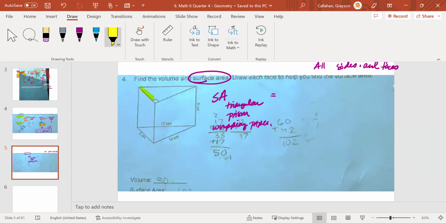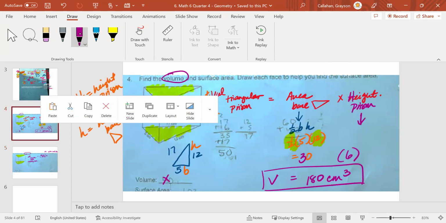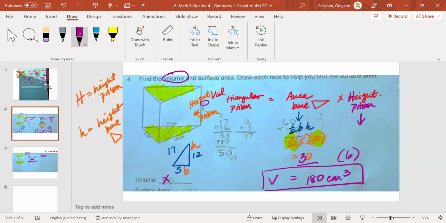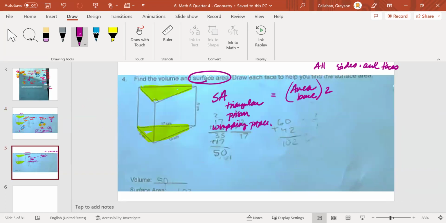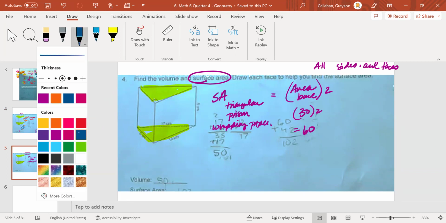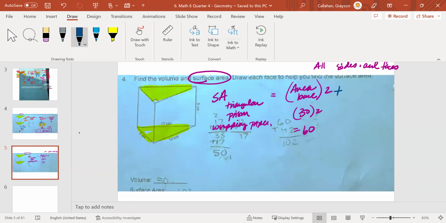So let's start off with the base. Do you see how there are 2 of them? So I'm going to start with the area of the base, and there are 2 of them, right? Didn't we find the area of the base on the last one? Wasn't it 30? Yeah, it was 30. So the area of the base is 30 times 2, because there are 2 of them, which is 60. Then you have to add all the other sides.